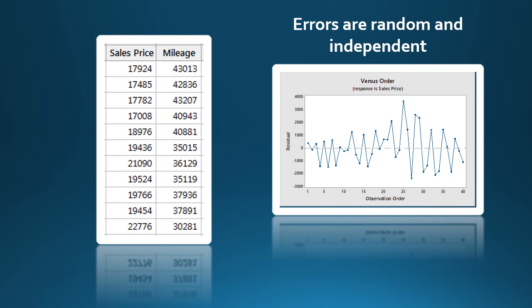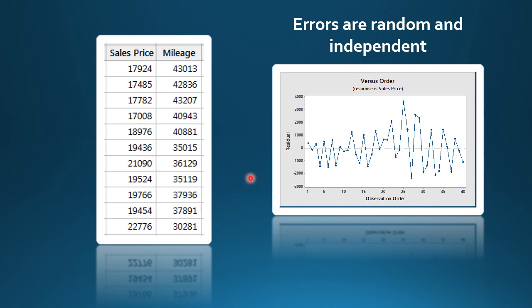The independence assumption specifies that the errors are not affected by the order of data collected. To check this assumption, we can plot the residuals in the order that the data were collected and look for any patterns. Here is the plot of the residuals versus the order of the data. The order is determined by how data are entered into the worksheet.